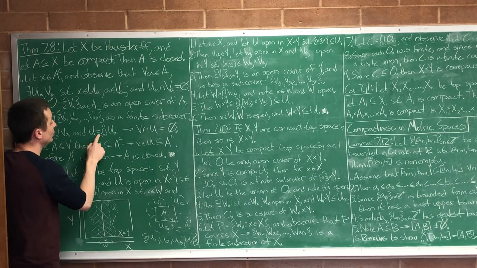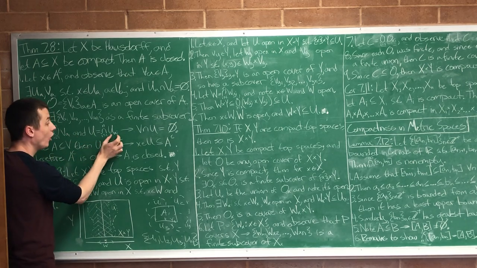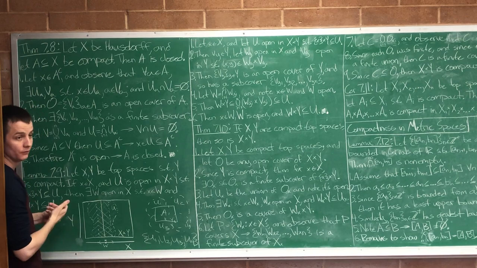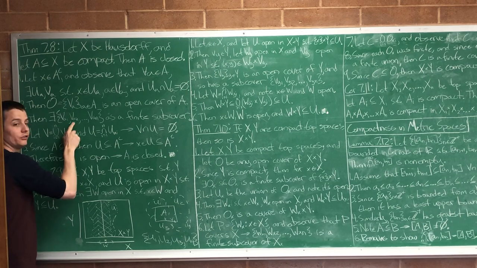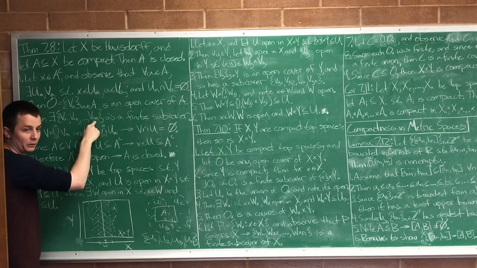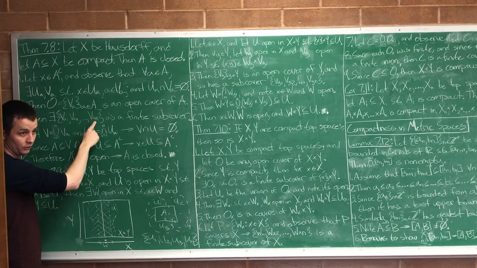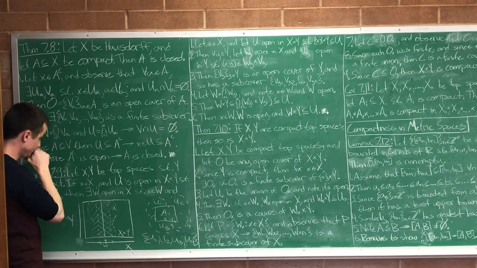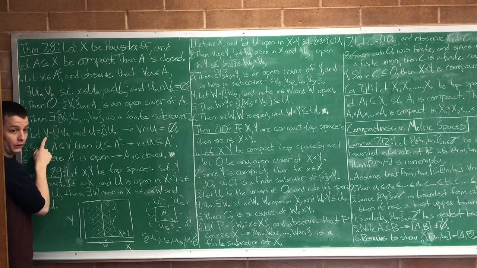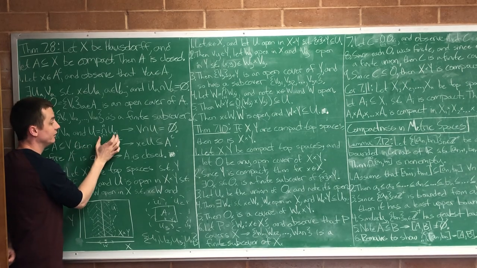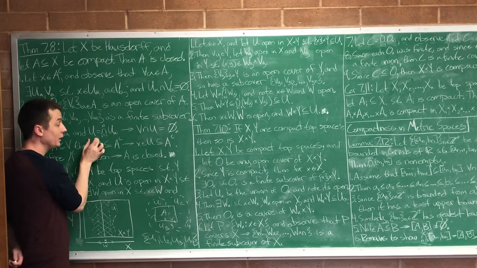And let U equal the intersection of all my U's. So for the U that was paired with this, the U that was paired with this, and so on, intersect those. Not union, intersect. You with me? So V here is a union of a bunch of open sets. So V's still open, and we know it covers A. So A is a subset of V. U here is an intersection of finitely many open sets, so it's still open.